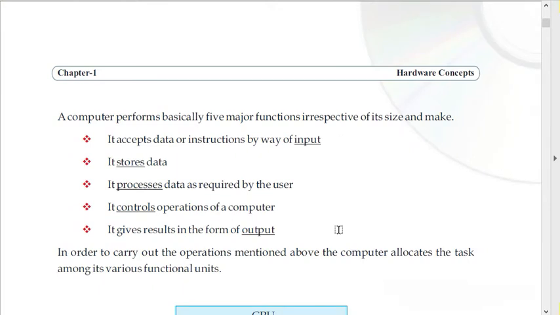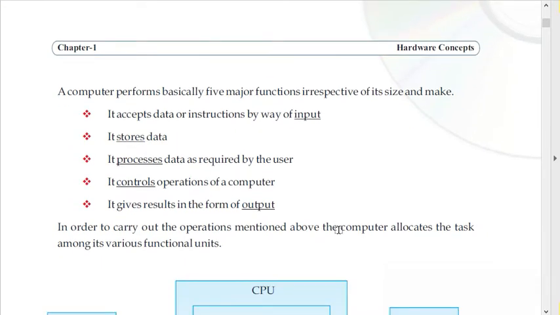Okay, so see the major functions. If I say the functions of computer, so the function will be what? First of all, it will take the data with the help of input device. Suppose I'm asking you how do we input something, so we make use of keyboard, right? So what is a keyboard? Keyboard is an input device.